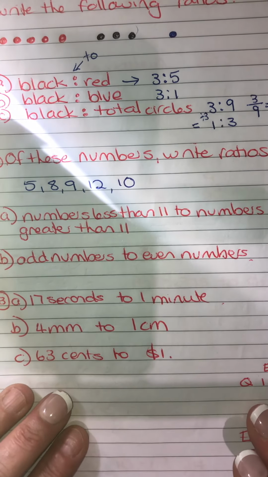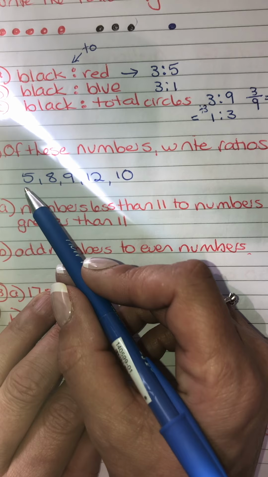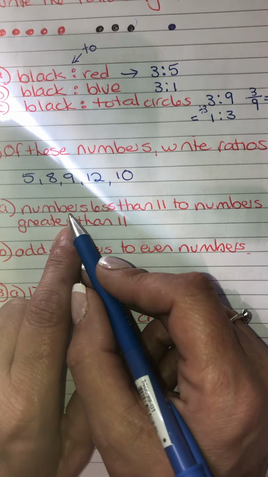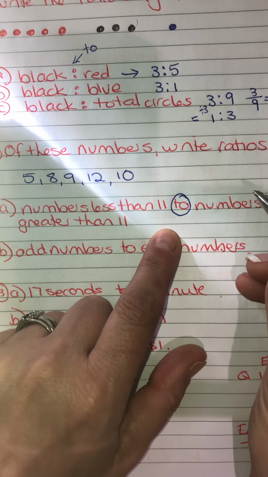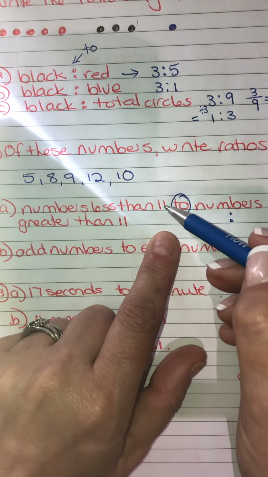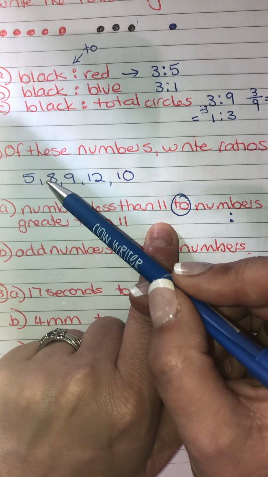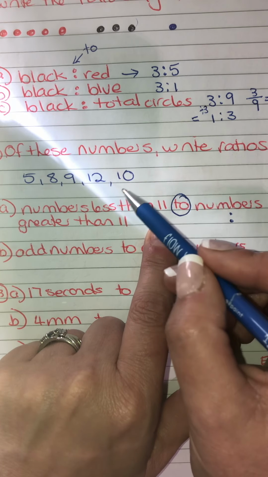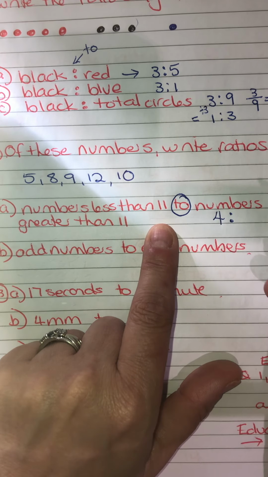Of these numbers, write down the ratios, and we have questions A and B. So we just got a set of numbers: 5, 8, 9, 12 and 10. We have to find out the numbers less than 11 to. Now in this case, the 'to' means the ratio. So this is like the first part of the question. Numbers less than 11. So how many do we have? 1, 2, that's less than 11. 3, that's not less than 11. And that is. So we have 1, 2, 3, 4 numbers that are less than 11.